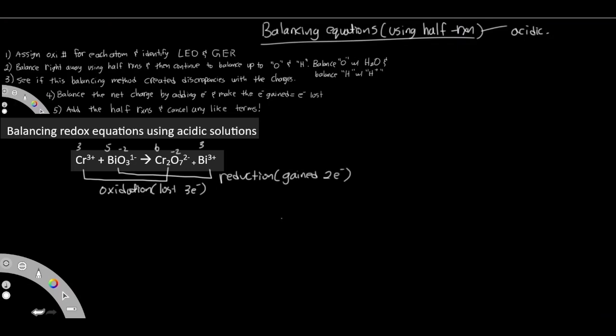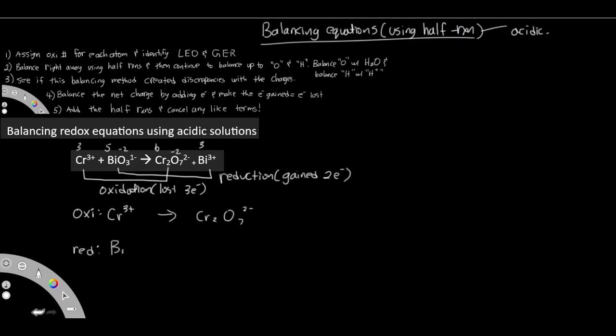Okay, it's a little bit more negative now. Okay, so let's write down our oxidation here first. Our oxidation is our Cr3+. Let's make it into a half reaction. What does it become? It becomes Cr2O7 2-.